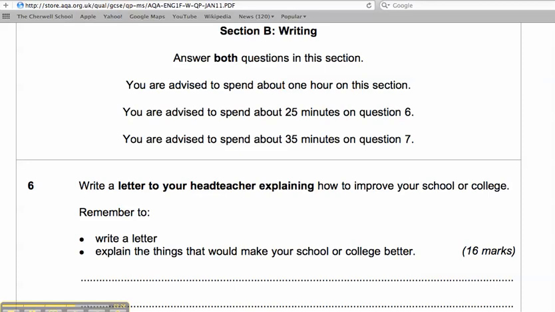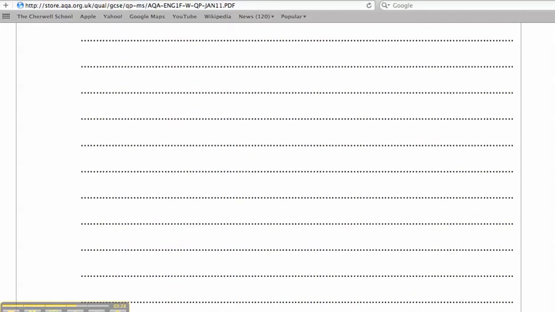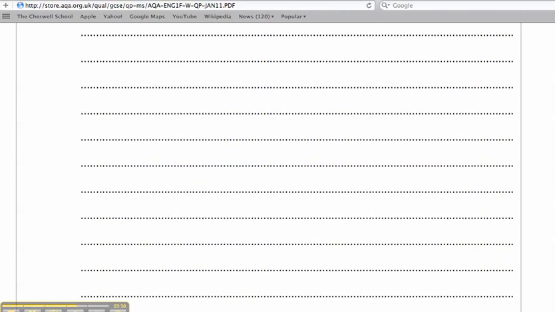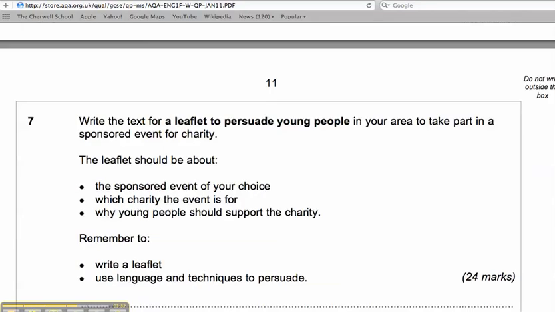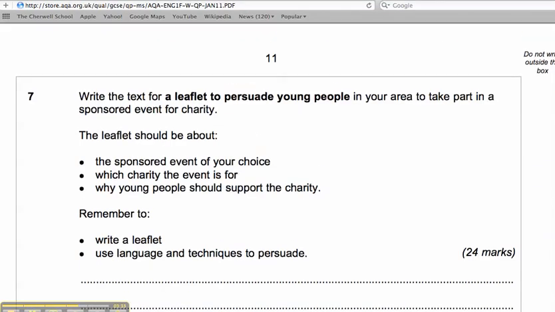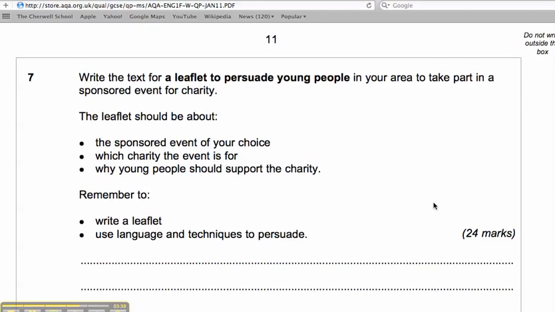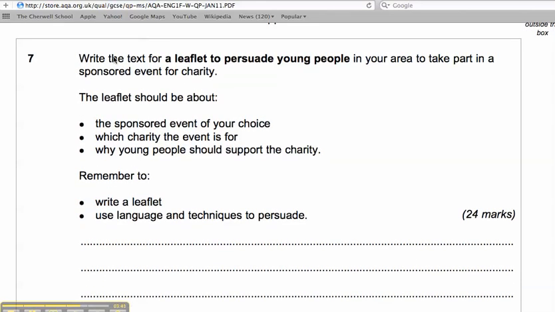Anyway, so you spend 25 minutes on that. Again, it'll give you all the space to do it. You don't need to fill all this space. Don't be worried about the amount of space you get. They give you plenty, so they're not expecting you to exactly finish in that amount of space. Second question then: write the text for a leaflet to persuade young people in your area to take part in a sponsored event for charity. It tells you what it's about and it reminds you to write a leaflet.